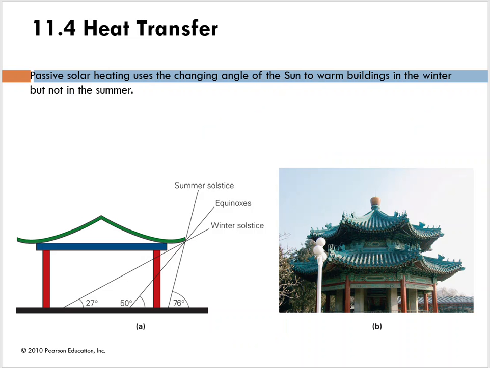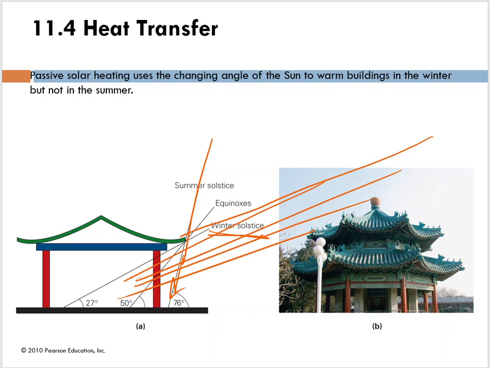Heat transfer, all right? Passive solar heating uses the changing angle of the sun to warm buildings in the winter, but not in the summer. So as you can see here, during the summer, the sun is coming down at a much steeper angle, so the sun isn't able to get into the house or the building. Winter solstice, we'll go the other way now. In the winter, the sun is coming at a much smaller angle, and you're able to get much more sun rays into the house or the building to warm it up.